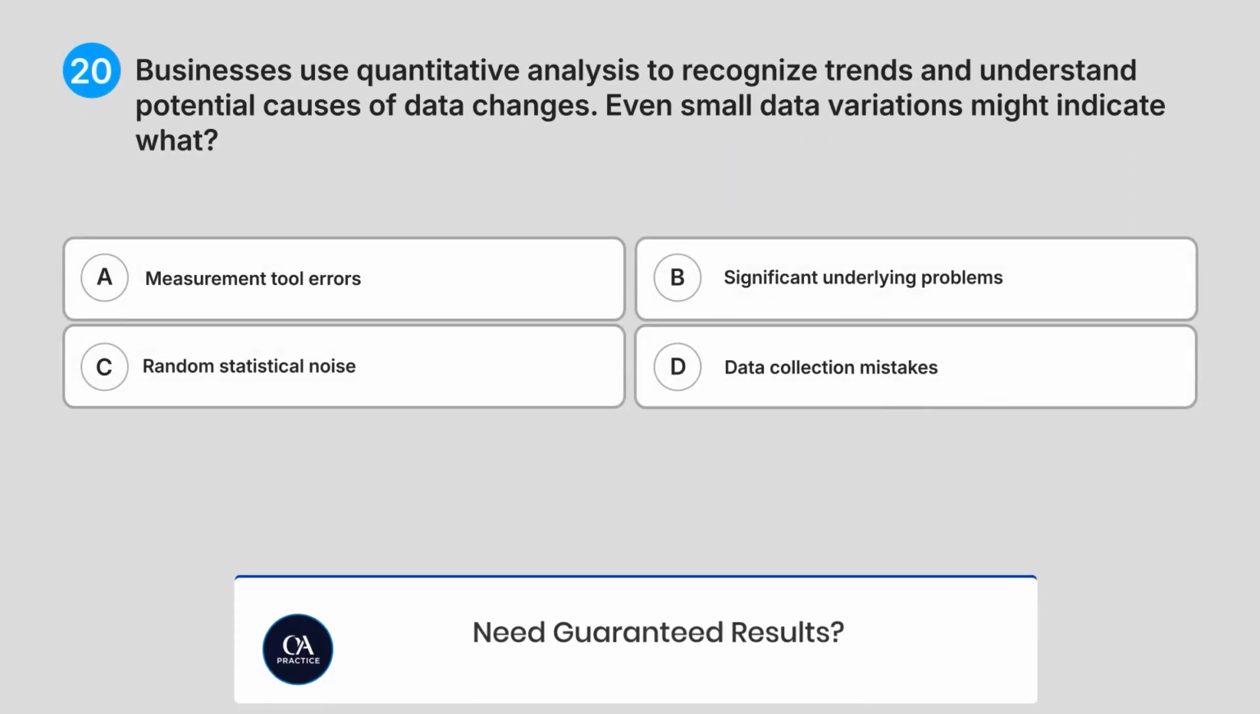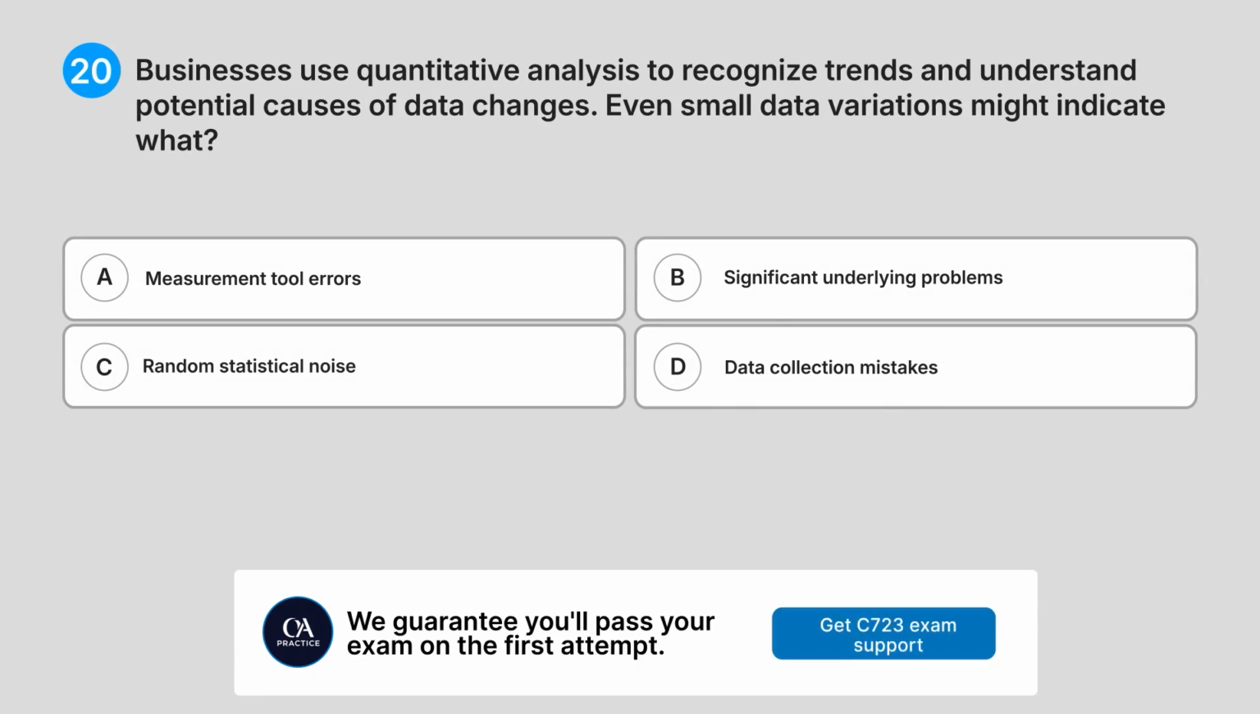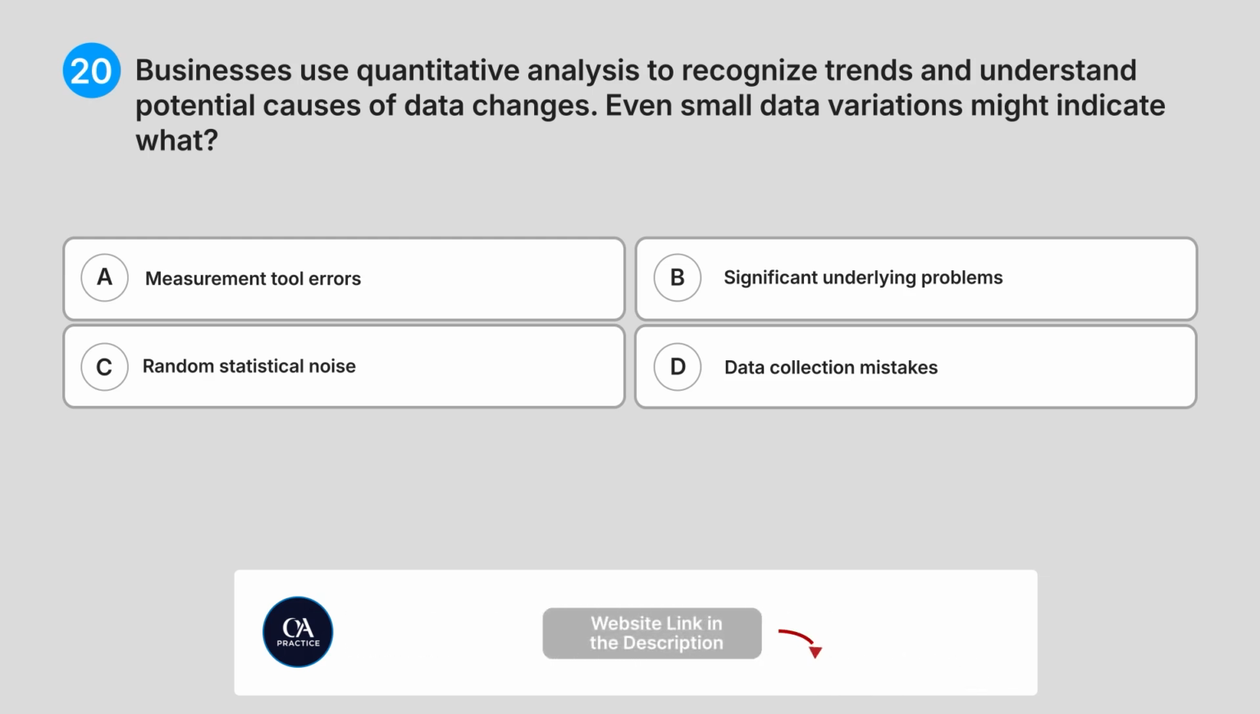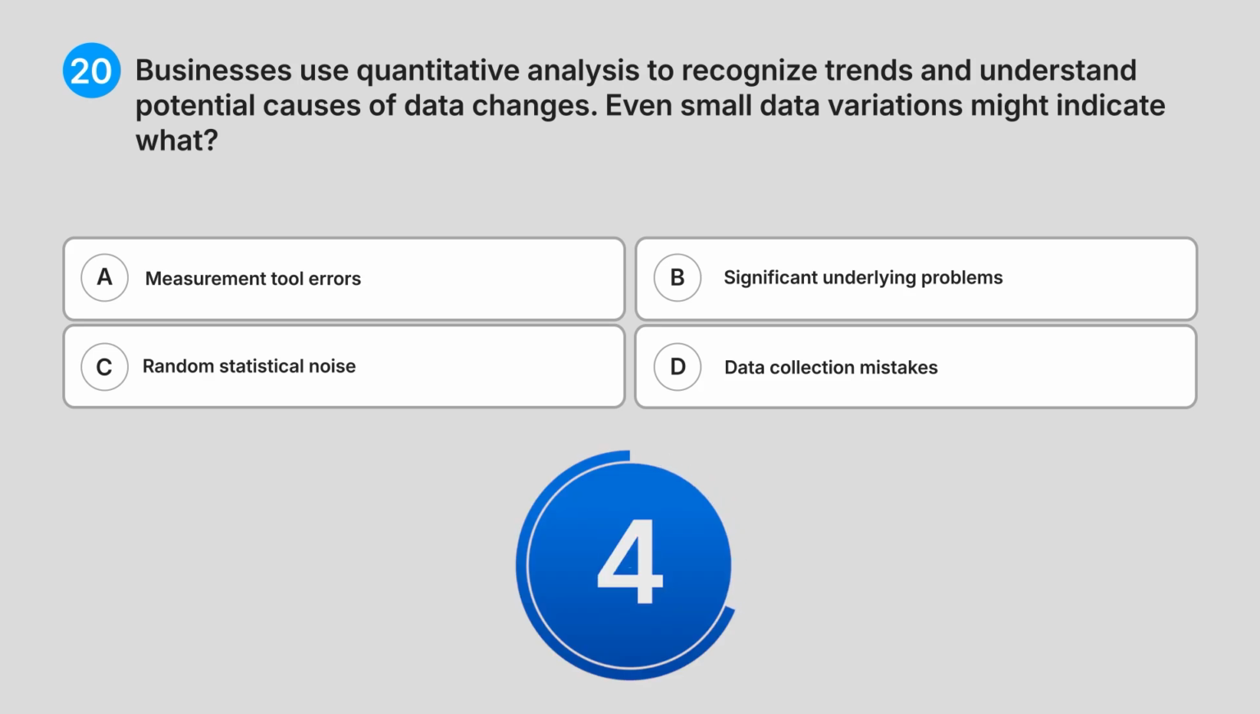20. Businesses use quantitative analysis to recognise trends and understand potential causes of data changes. Even small data variations might indicate what? A. Measurement tool errors. B. Significant underlying problems. C. Random statistical noise. D. Data collection mistakes. Do you know the answer?